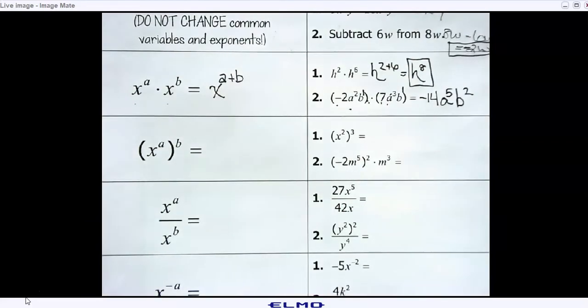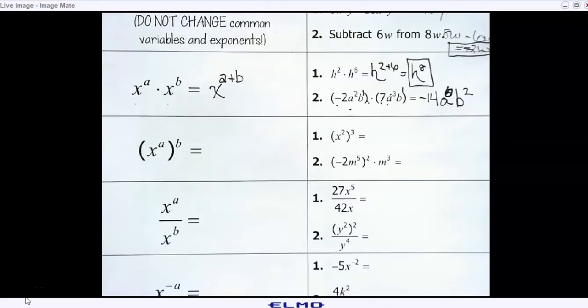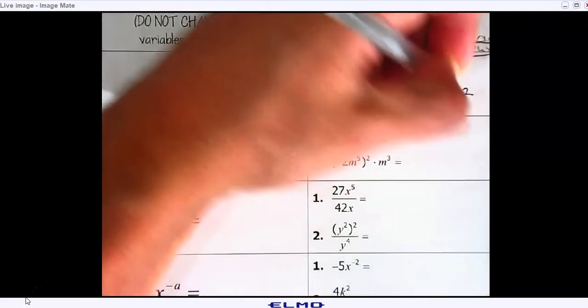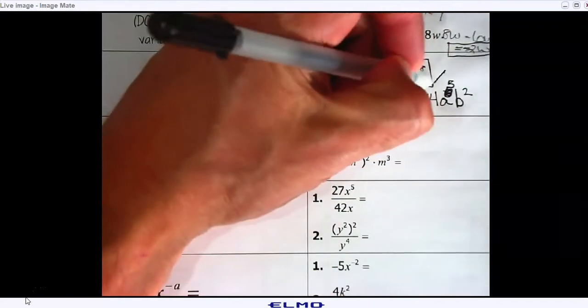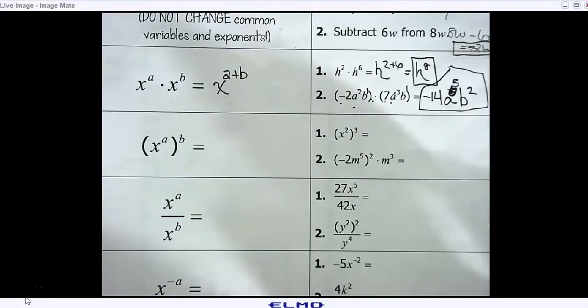So negative 14 a to the, my bad, it's a to the 6. I don't know why I said 5. Wait. It is supposed to be 5. On my original notes, I had 6. So I was right the first time. There we go. So sorry about that little distraction. There's our answer. Now, moving on to the next one.